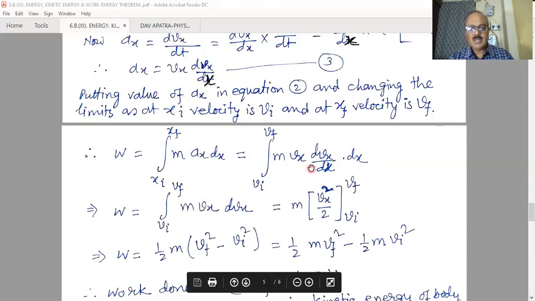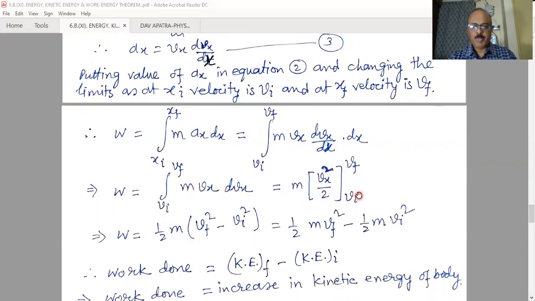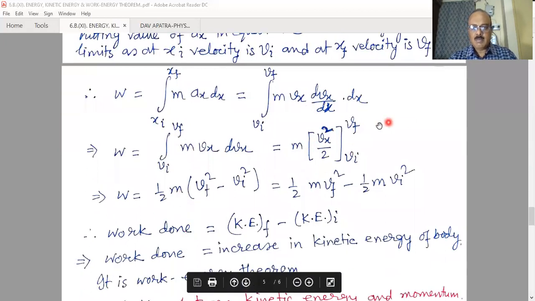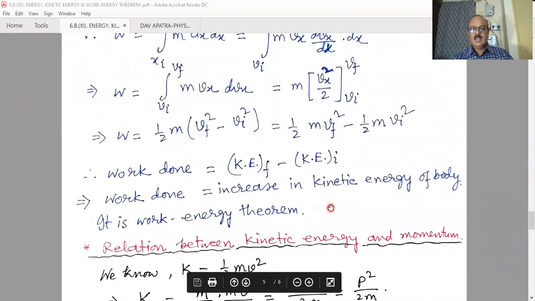But here we are considering the motion along the x-axis, therefore we are using suffix x in all variable terms, and the integration of vx dvx is nothing but vx square by 2, from vi to vf. By putting the upper limit minus lower limit, we get half m into vf square minus half m into vi square. It is nothing but the final kinetic energy minus initial kinetic energy.